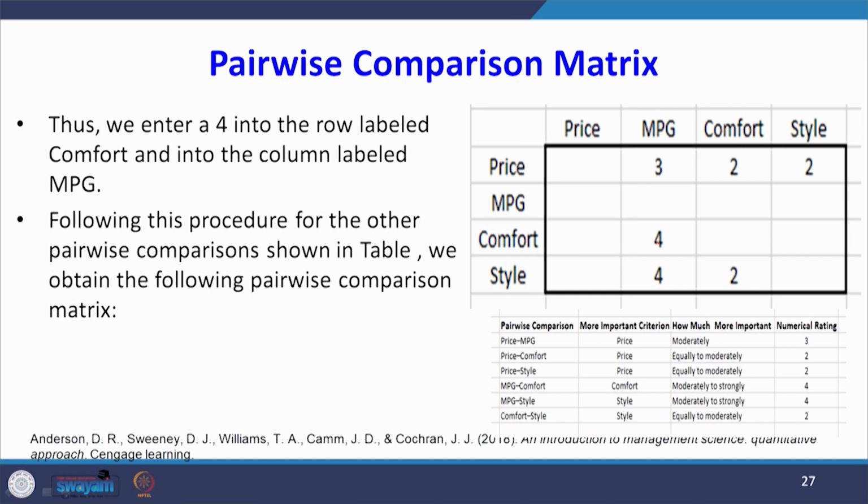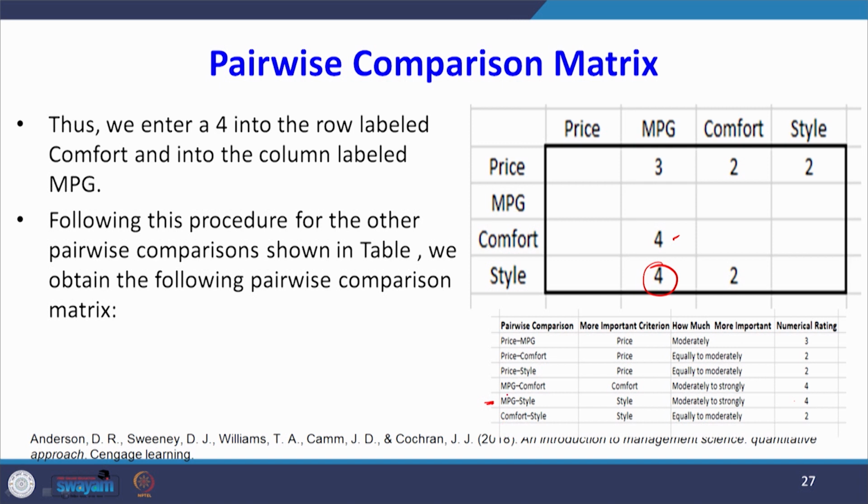Likewise, we have to do this for all criteria. So, we have entered 4 here. Following this procedure for the other pairwise comparisons shown in the table, we obtain the following pairwise comparison matrix, which is given at the right hand side. For example, when you compare style and miles per gallon, which is more important? Style is more important. How much is the rating? It is 4. So, this is 4.